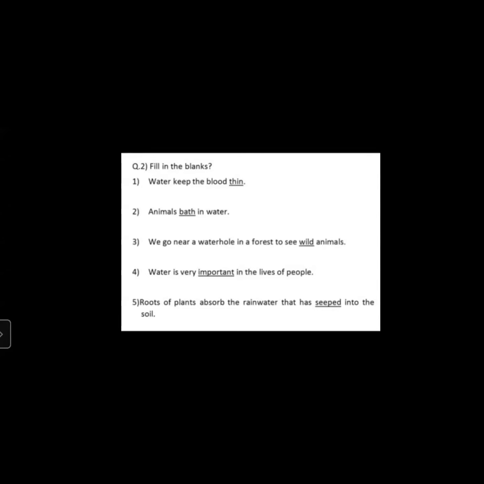Fourth, water is very important in the lives of people. Yes, without water we cannot live. So water is very important. Roots of the plants absorb the rainwater that has seeped under the ground, into the soil.